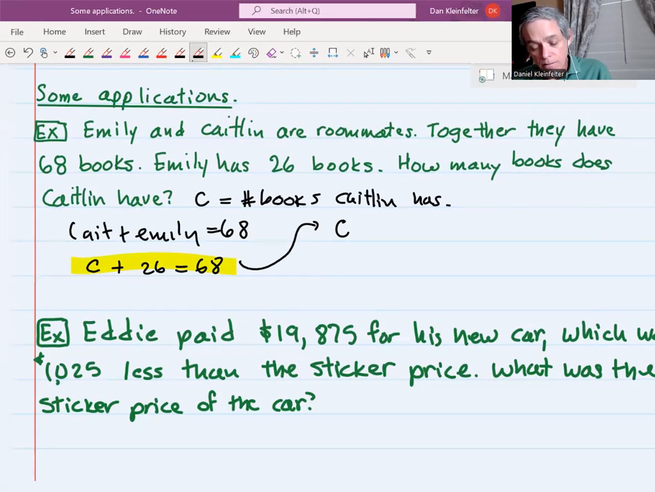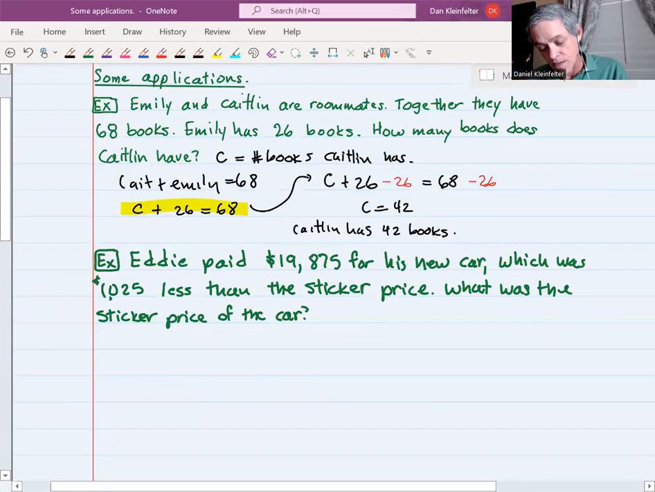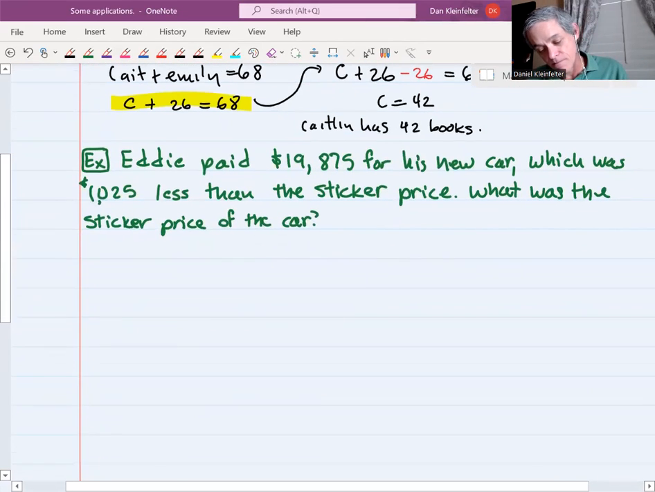So let me subtract 26 from both sides so that will give us our C by itself. So then we'll have C on the left side, and then 68 minus 26 is 42. So Caitlin has 42 books. Okay, that'll do it.